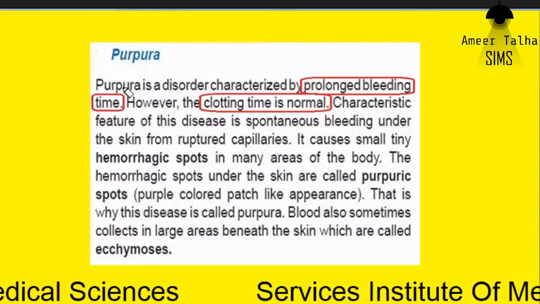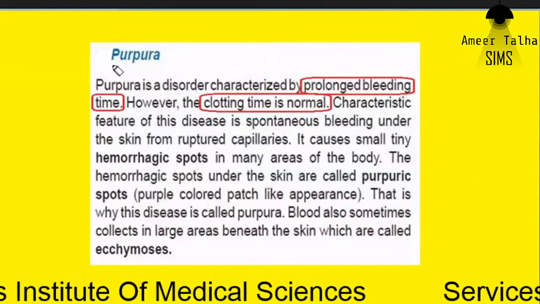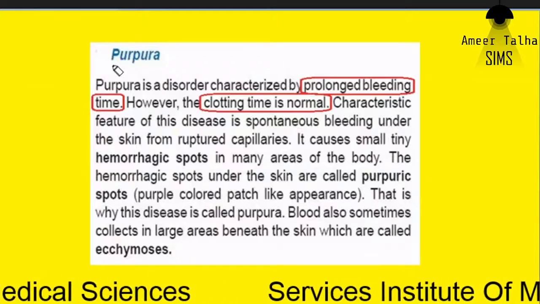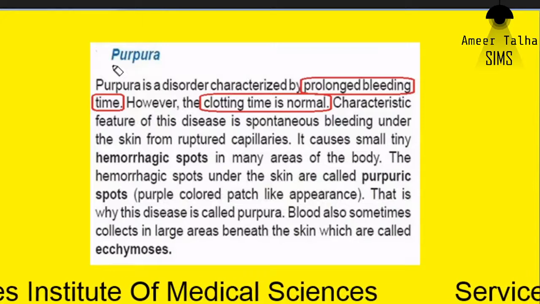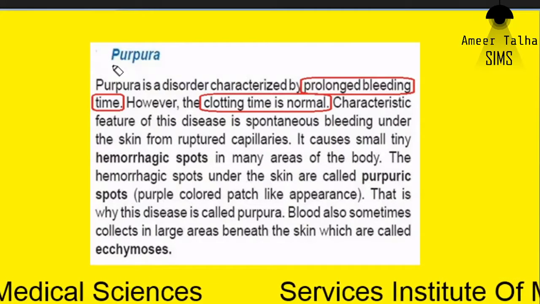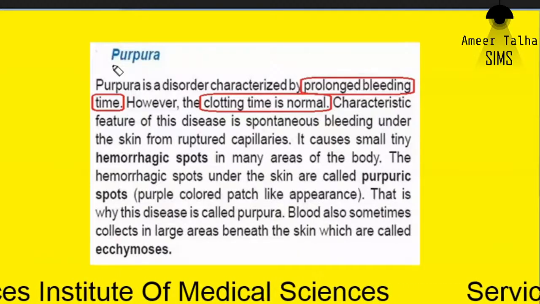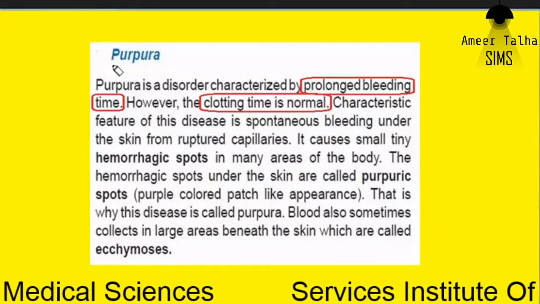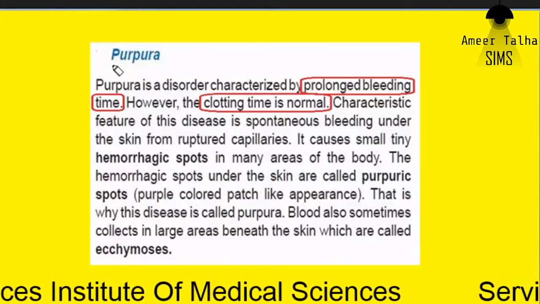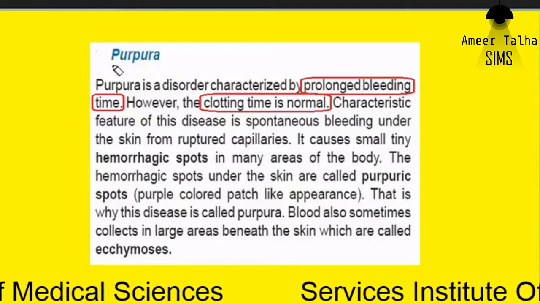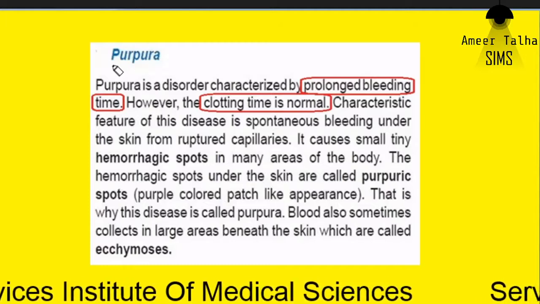So another bleeding disorder is thrombocytopenic purpura. For that, you have to understand the term thrombocytopenia. And what is thrombocytopenia? Decreased platelet count. And what is the normal average concentration of platelets in blood? 1.5 lakh to 4.5 lakh.